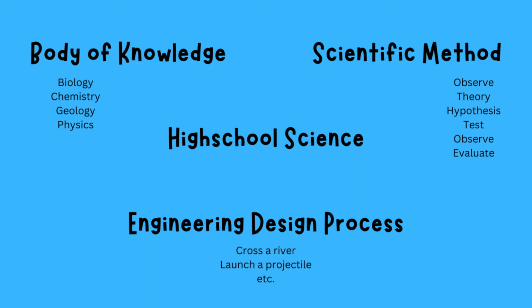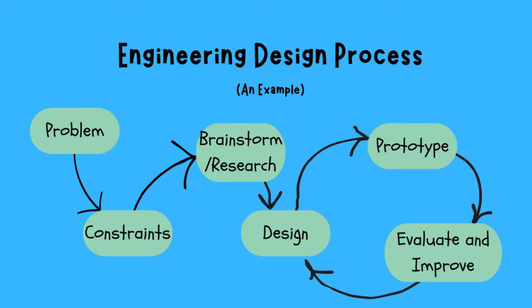When we're trying to solve real-world problems, we use something called the engineering design process. We use the engineering design process when we are presented with a problem that needs solving. We identify constraints surrounding the problem. We brainstorm possible solutions to the problem. We do research around the problem. We design solutions to the problem.